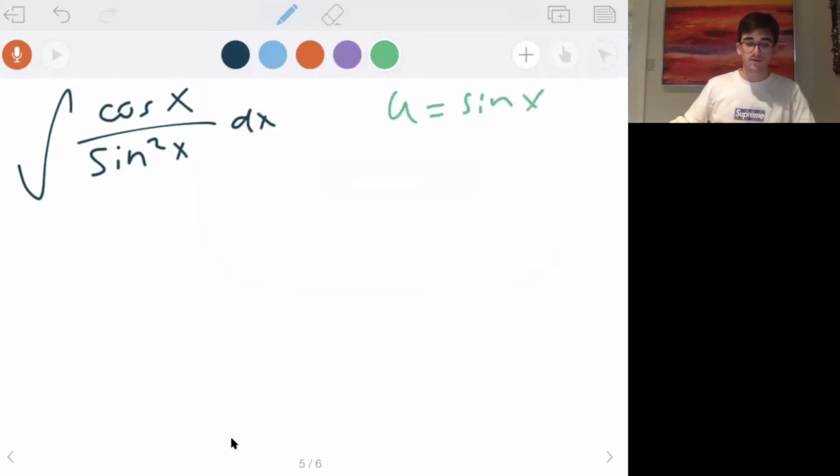The reason I'm choosing sine of x is because sine right there is inside a square. Okay, it doesn't really look like it, but it's really sine of x squared, which makes it now an inside function. It's inside the squared.